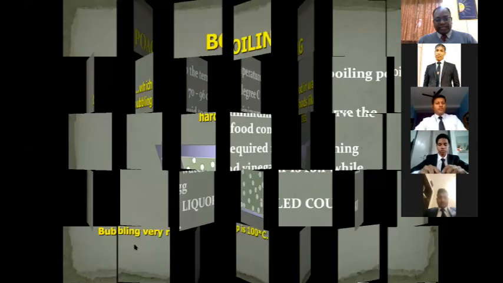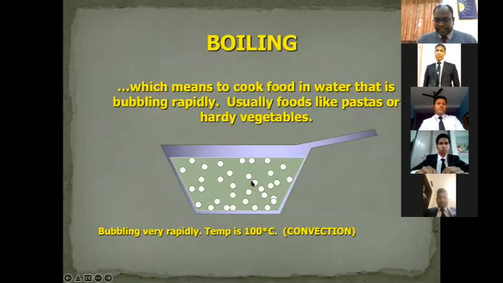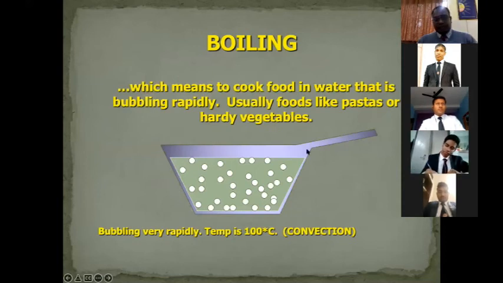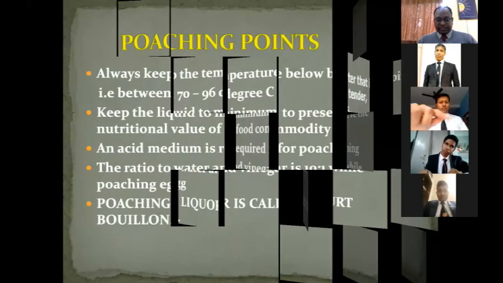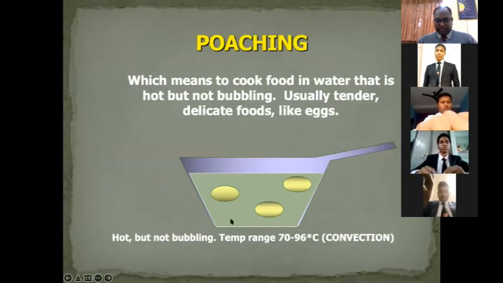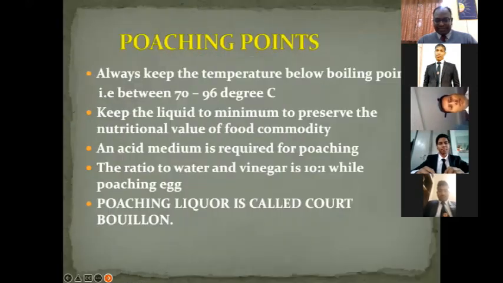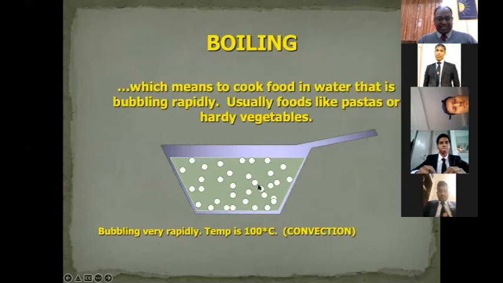Now coming to the next method of moist heat method, that is boiling. Boiling is a little different from poaching. Why? Because in boiling you can see there's a lot of bubbling happening. In poaching, fewer bubbles happen because the temperature is low. These are not eggs, guys, these are my bubbles. Spare me for the very bad drawing. And this is boiling.